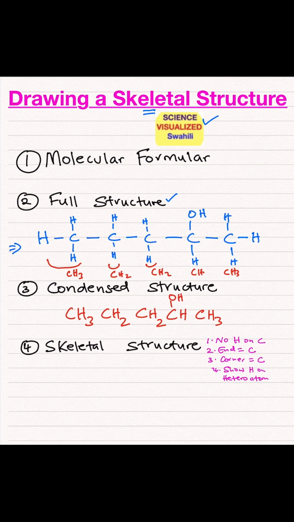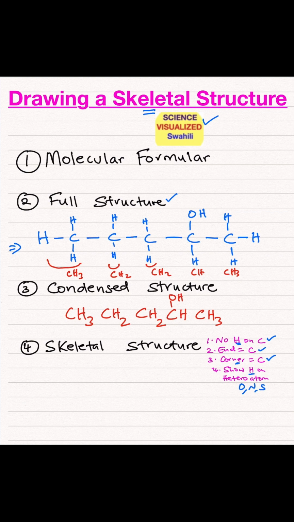Now for skeletal structure, we don't want to show any hydrogen that's connected to a carbon. That's rule number 1. Number 2, each end means a carbon. Number 3, each corner means a carbon. And number 4, we only show hydrogen that's connected on a heteroatom like oxygen, nitrogen, sulfur.